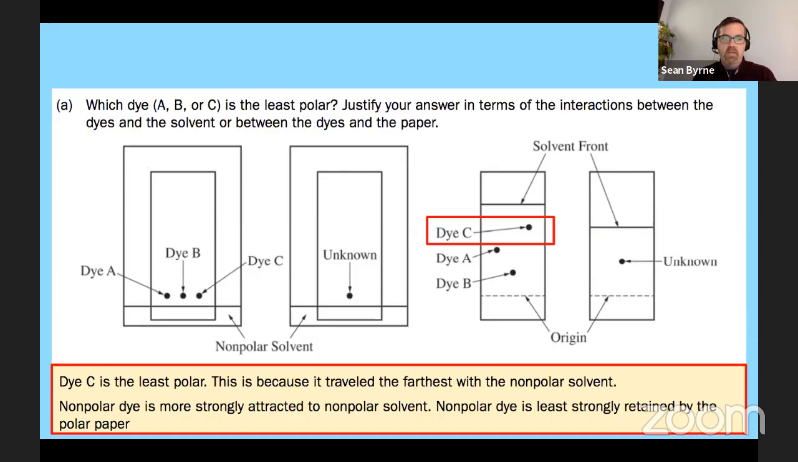We're going to be really clear on what our answer is. This is because it traveled the farthest with a nonpolar solvent. A nonpolar dye is more strongly attracted to a nonpolar solvent. The nonpolar dye is least strongly retained by the polar paper. Okay, so you would definitely need to include one of these sentences in the scoring guidelines. Either saying that the nonpolar dye is more strongly attracted to the nonpolar solvent or least strongly retained by the paper was acceptable, but you did need to identify clearly what the dye is and then give a clear explanation of why.